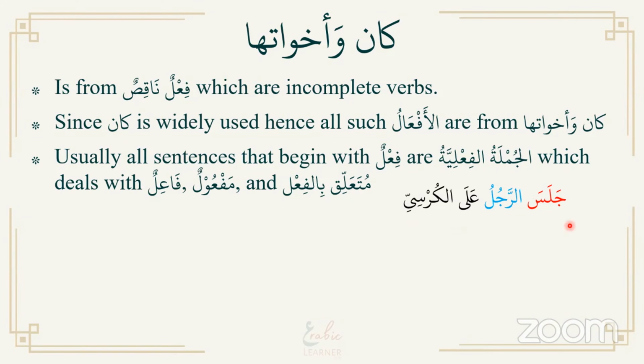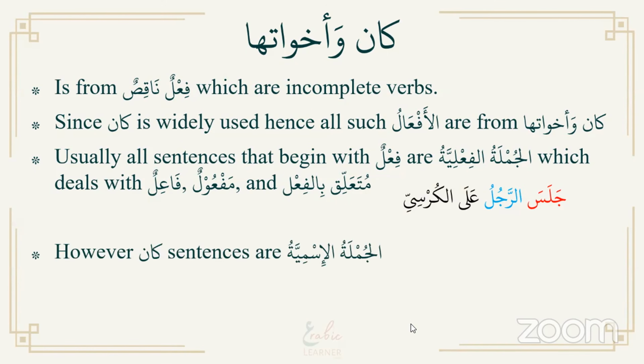Jalasa is the action, the fi'l. Ar-rajulu is the fa'il. Ala al-kursi is the muta'alliq bil fi'l: where did he sit? He sat on the chair. Now, this is the normal form of jumla fi'liya. But when it comes to kana, though it is a fi'lun naqis, in the category of fi'l, the kana sentences are not jumla fi'liya. Though they start with kana, which is a fi'l, rather, they are jumla ismiya.